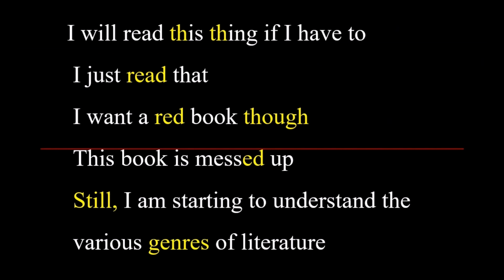You notice in the first line here, I will read this thing. So we've taught that TH makes the th sound, but not so in this, right? I just read that. I want a red book, though. This book is messed up. Still, I'm starting to understand the various genres of literature. Did you notice that the suffix ed in messed really sounds like a t? So you're going to get a lot of writing where they put a t on the suffix, because it's one of those things that doesn't make sense to a child. And then this, I put this on here, the various genres of literature. We don't even have that sound in the word genre in our English language.